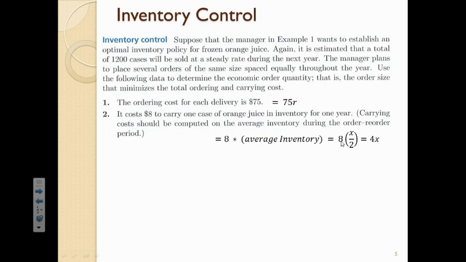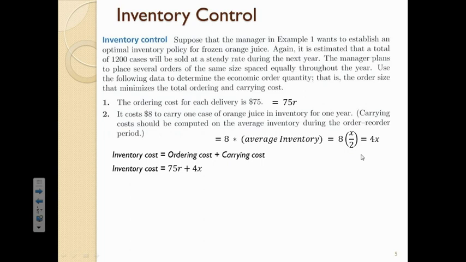Again, the cost times the method of inventory that we're using. Average inventory is X over 2. We multiply these together to get 4X. Now, we know that our inventory cost is our ordering cost plus carrying cost, and we have both of these now. Our ordering cost is 75R, and our carrying cost is 4X.